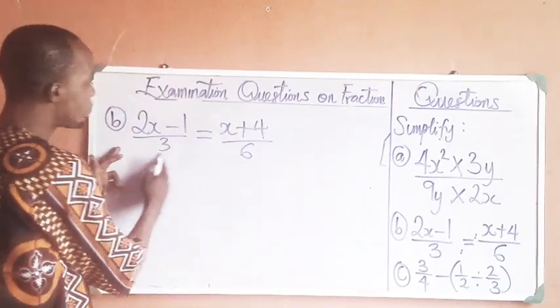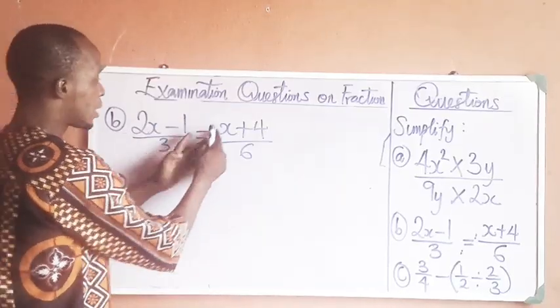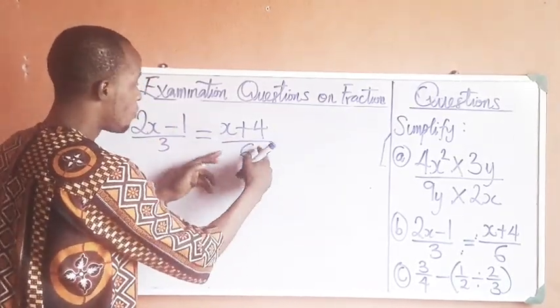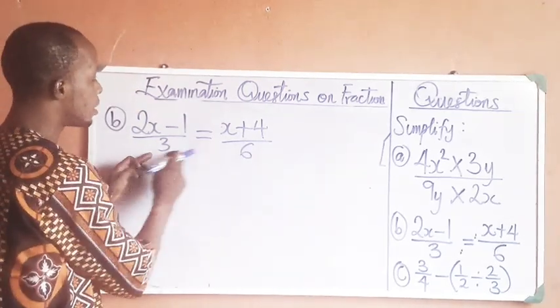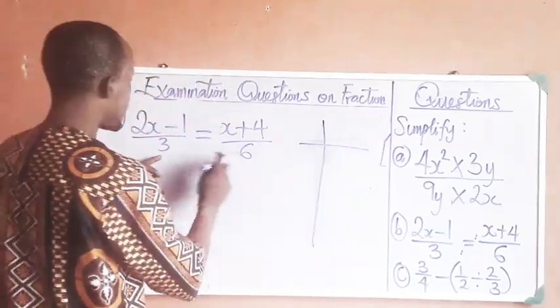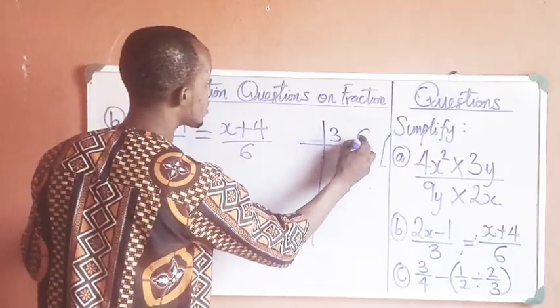On the left side of the equation, we have 2x minus 1 over 3. And on the right side of the equation, we have x plus 4 over 6. We are going to look for the LCM of the two denominators. You draw your long division line. What are the two numbers we are looking for their LCM? We have 3 and then we have 6.